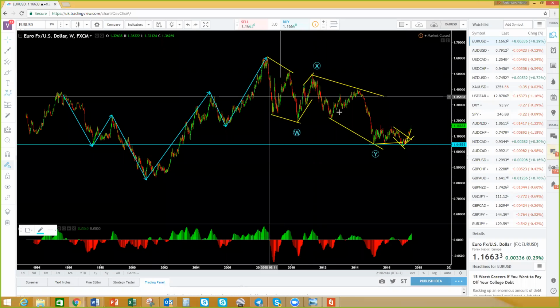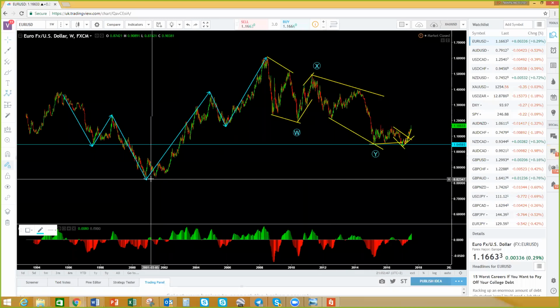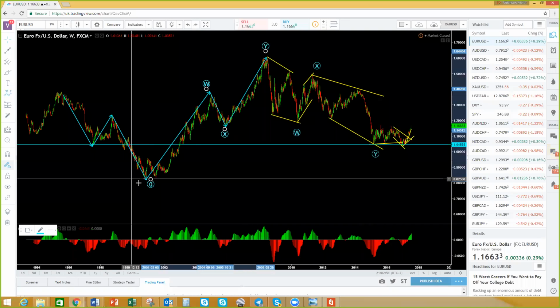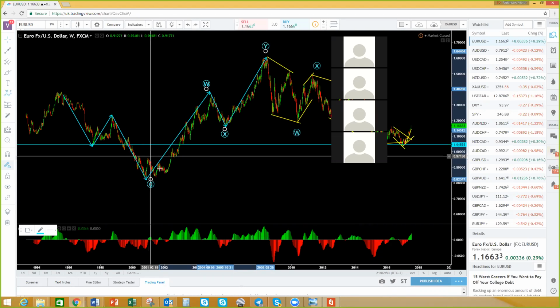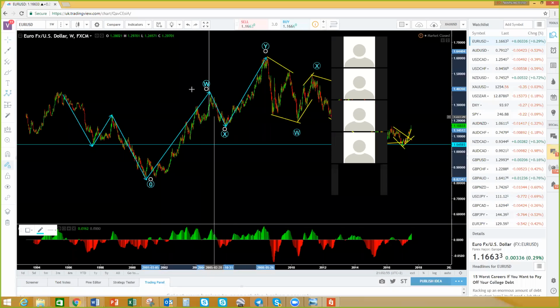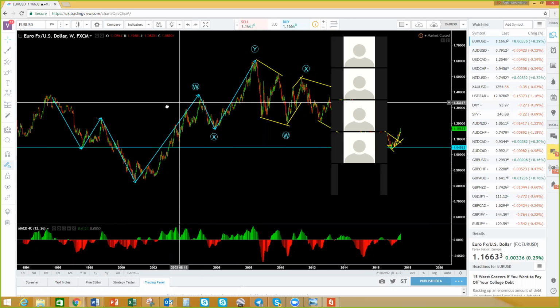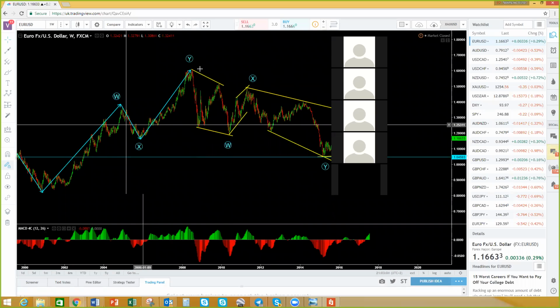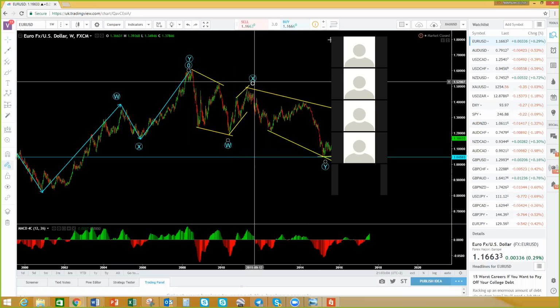this is my WXY, my external one. So this one can also be a WXY impulse. Most people will want to label this 1, 2, 3, 4, 5, but I've got my reasons why I do not label it with the 1, 2, 3, 4, 5. There are rules for that. So I've labeled my chart XY and my correction is getting XY, and it's the same degree.